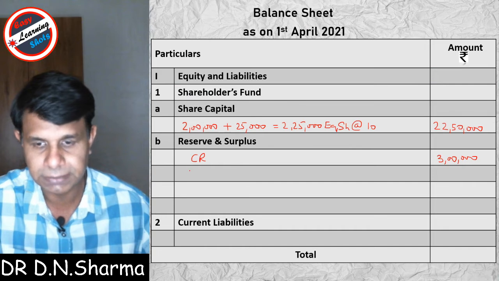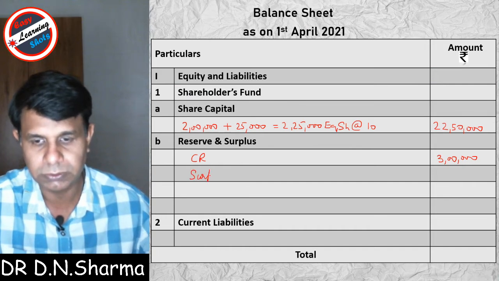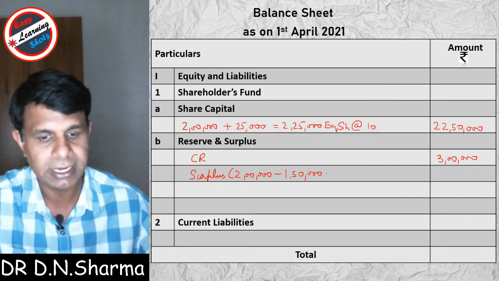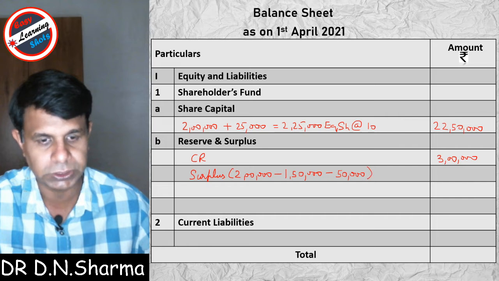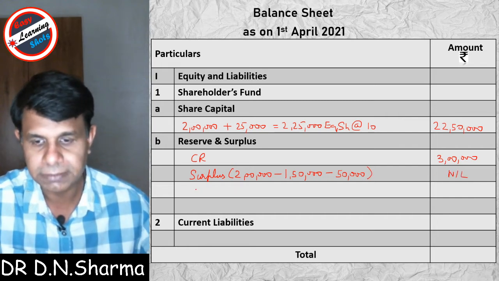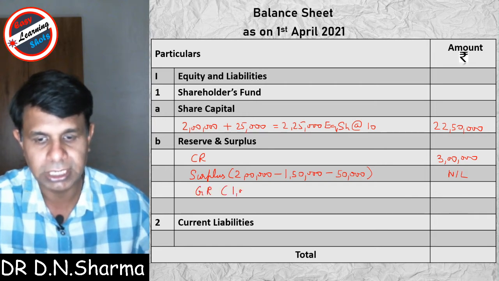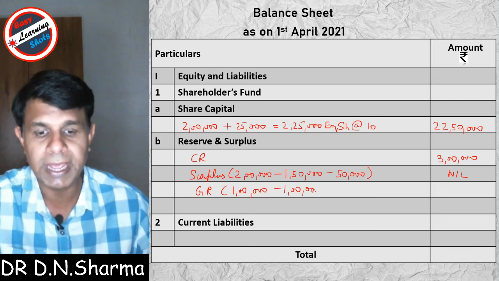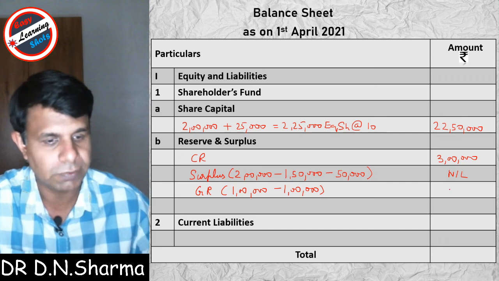So we write this. In surplus account we have a balance of 2 lakh rupees. In out of profits we use 1,50,000, and in premium on redemption of preference shares we use 50,000. So there is no balance remaining in the surplus account. Another reserve is general reserve. We have already used the general reserve of 1 lakh rupees under out of profits. So there is no balance remaining in general reserve also.